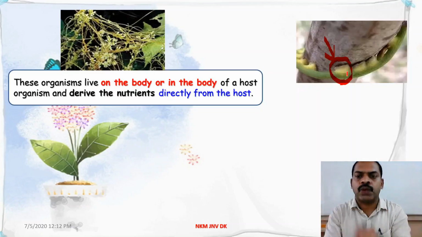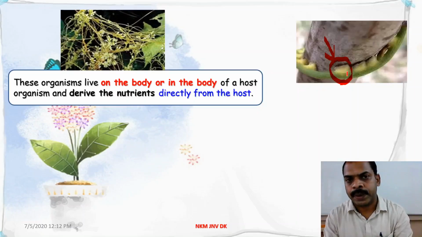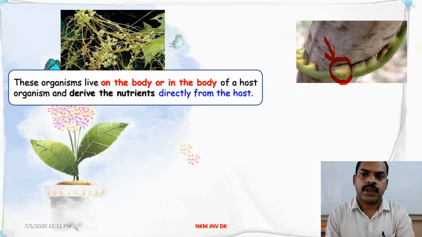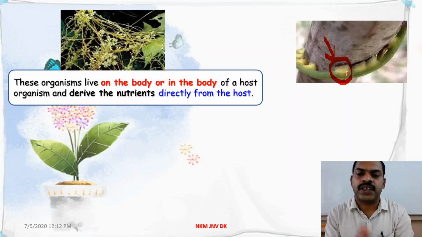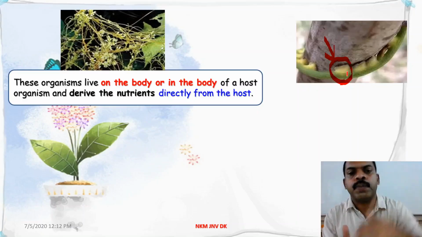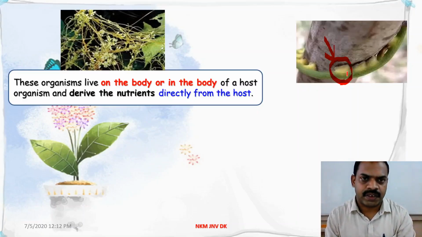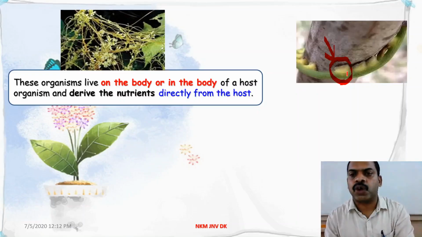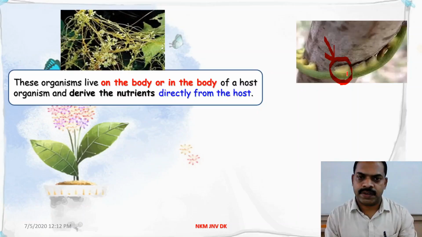By using those nutrients they are able to survive. This type of parasite you can observe around you also. Loranthus: on the trees you can see Loranthus. The Loranthus is growing on the tree branches. You can see the host tree, a head of the parasite attached. That branch shows malnutrition and retarded growth, because the nutrients are completely absorbed by this parasitic plant.